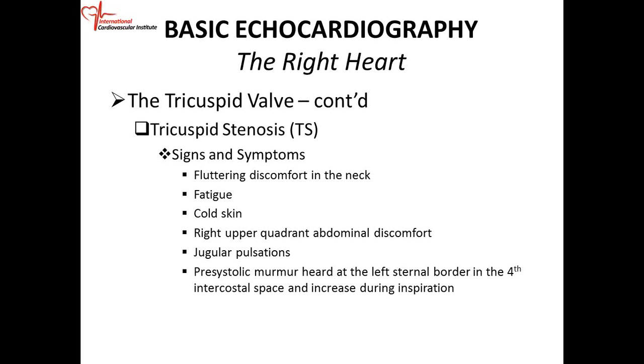So the signs and symptoms of tricuspid stenosis: we talk about a fluttering discomfort in the neck. And that's just because the blood cannot get out of the right atrium. So it backs up into the superior vena cava. And so the veins in the neck are going to be prominent, and you see fluttering discomfort in the neck. Fatigue, because there's decreased output from the right side of the heart. So the patient is going to be fatigued. Pale skin, okay, decreased output as well.